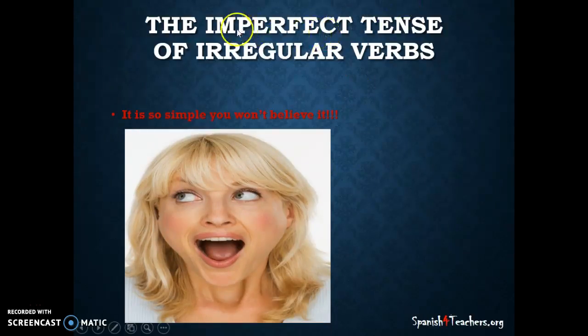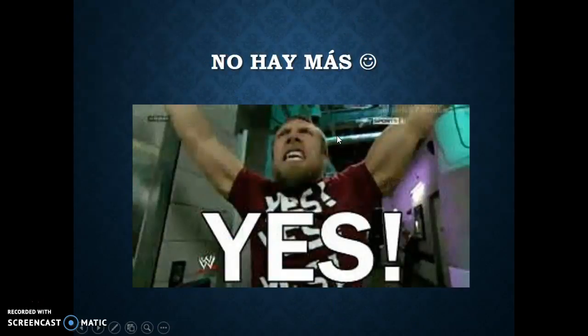Now, I know that this says the imperfect tense of irregular verbs. We're not going to get into that yet. I thought I erased this, and I'm so sorry. That'll be for in a few days. But just in general, the imperfect tense really isn't that hard. It's pretty simple. And that is all for este video. No hay más. There's nothing else.